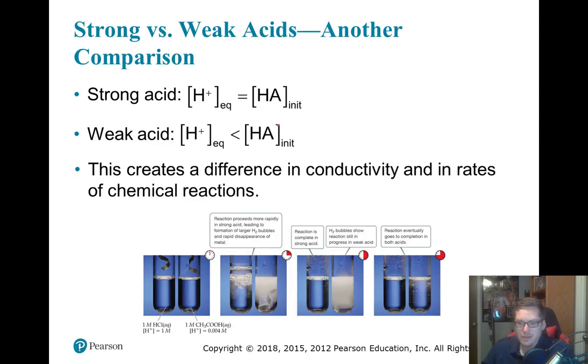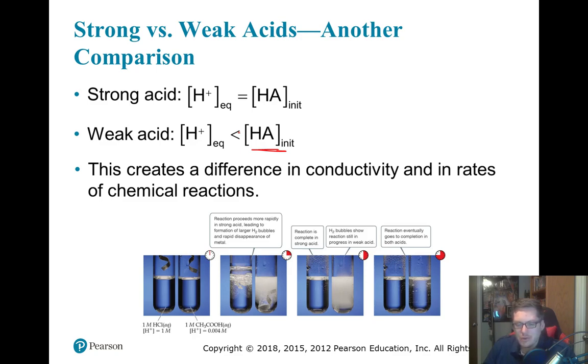All right, last little bit. This is just another way to think about strong versus weak acids. We know for strong acids, the concentration of the hydronium at equilibrium is equal to the initial concentration of the acid, because they completely dissociate. And we know for the weak acid, the hydronium concentration will always be less than the concentration of the weak acid initially. So really this creates a very different amount of conductivity and rates in chemical reactions.